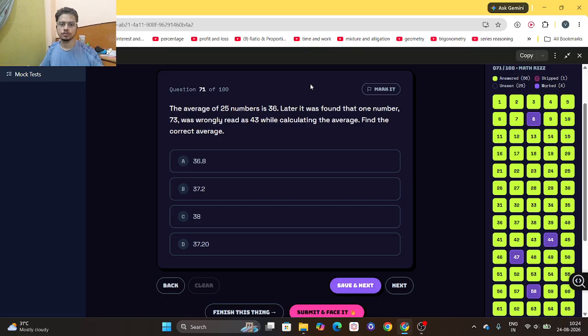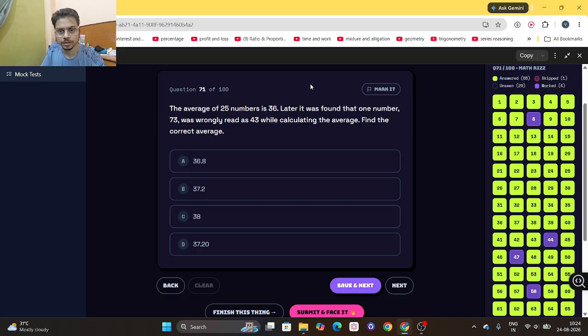The average of 25 numbers is 36. Later it was found that one number 73 was wrongly read as 43 while calculating the average. Find the correct average. The average of 25 numbers is 36, so 36 into 25 is 900.